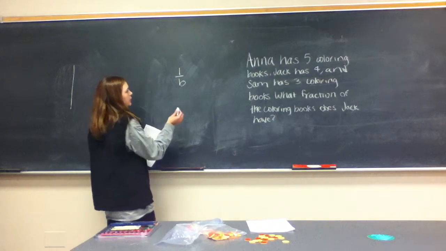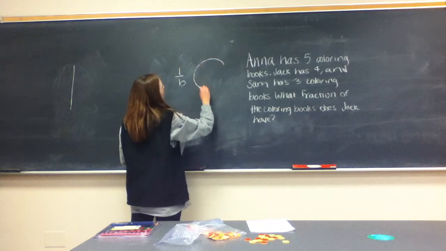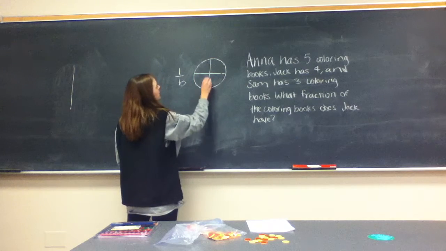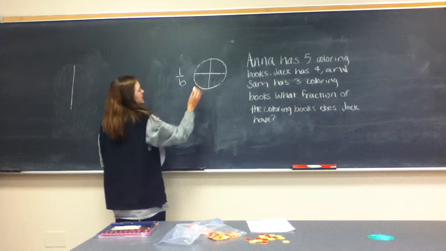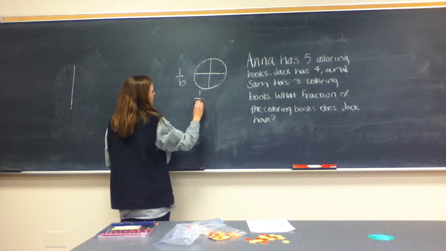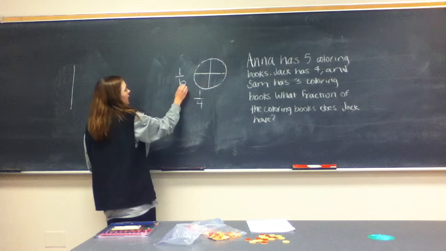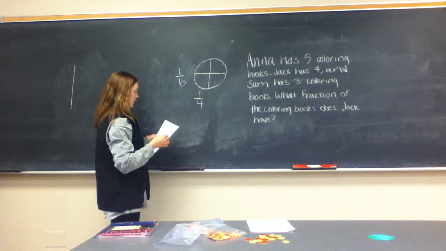So to give an example of what a unit fraction would look like, if we have a whole that looks like this, and we split it up into 4 equal sized pieces, 1 out of those 4 pieces would be a unit fraction, because we're having 1, and then this is our equal sized pieces, so that would be 4.